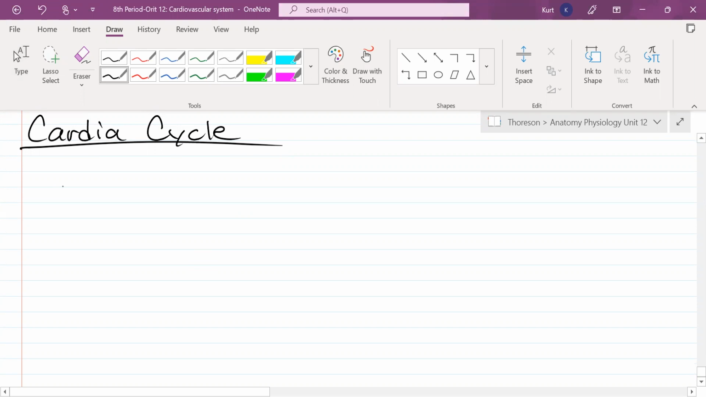Now, the names of these 4 stages are blatantly obvious. You can interpret everything that's happening just by looking at the name. And they're going to help guide you and clue you in as to everything that's going on during this part. Number 1, ventricular filling.